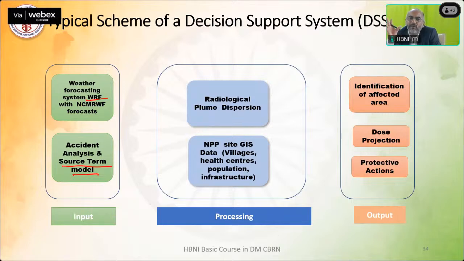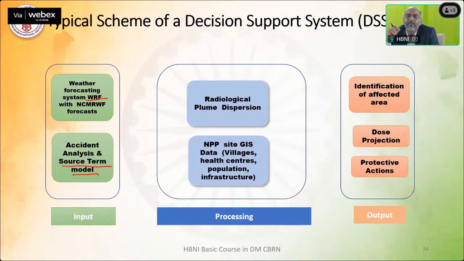So for each of the postulated accidents in any facility, for example a nuclear power plant, there are many postulated accidents, and defense in depth is provided for each of these postulated accidents. Over and above, you have the emergency preparedness and response domain, that is level 5 defense in depth, to cater to any eventualities of failures in the earlier defense in depth. And for each of the postulated conditions you can identify a source term.